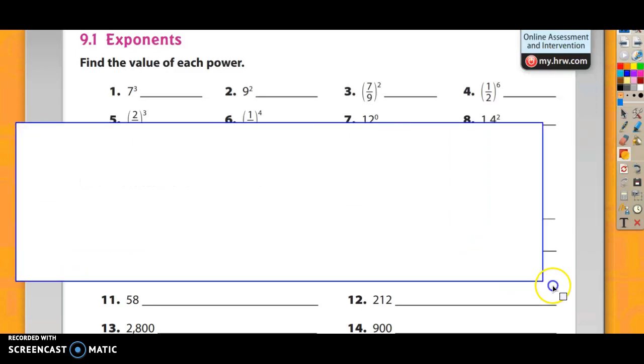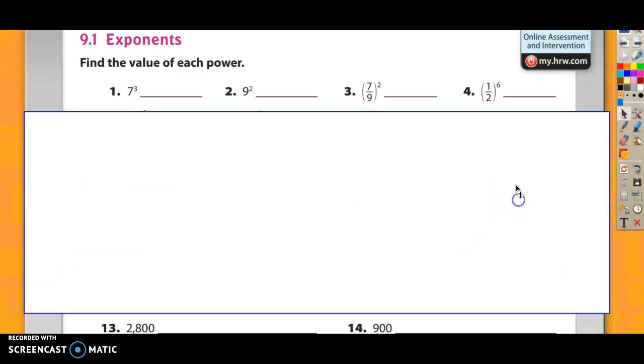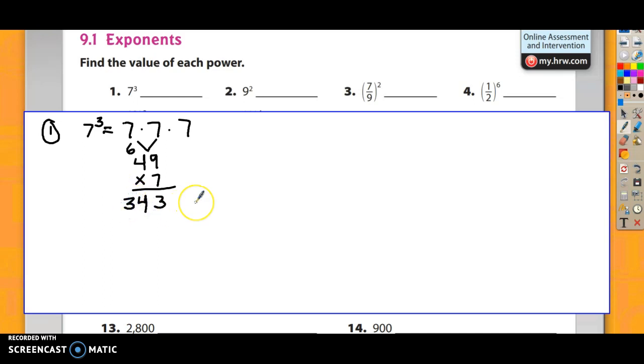So I'm going to use a whiteboard for these. And number 1, 7 to the third power. That means 7 times 7 times 7. And 7 times 7 is 49. And 49 times 7 is 343. The value of 7 to the third power is 343.